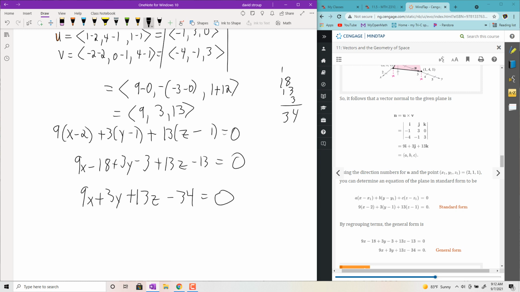So this form, the book is going to call that standard. If they ask for it on the homework, I'm fine with standard form on a test or whatever. This one is called general.